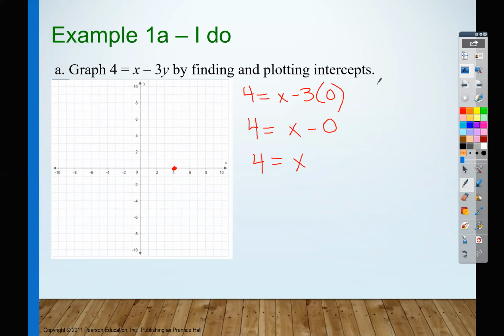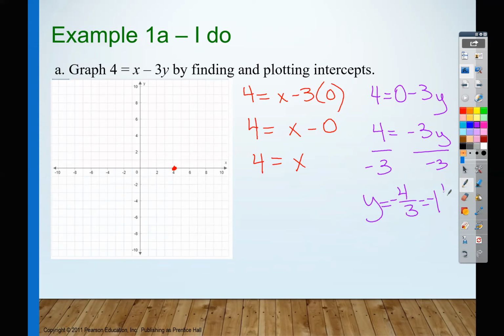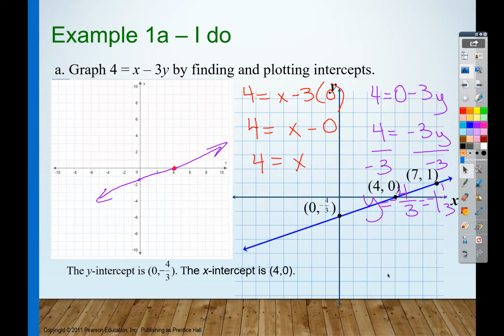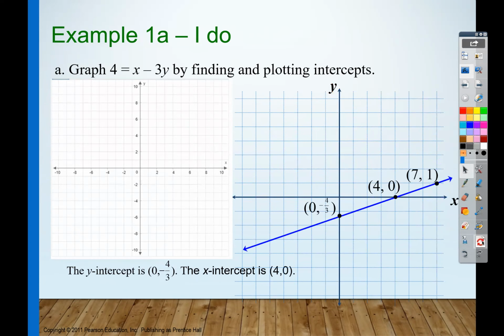And then to find the y, I'm going to let x equal 0. So if I divide by the 3, I get y equals -4/3, which is also -1 1/3 to plot. So just estimate that it's about right there. And then to graph it, you just connect the points. And then you can see their graph looks very similar.